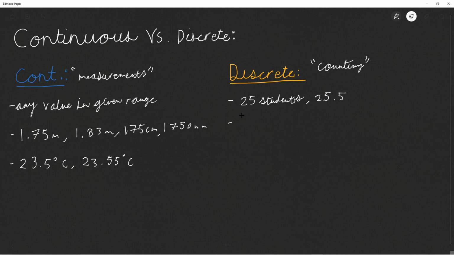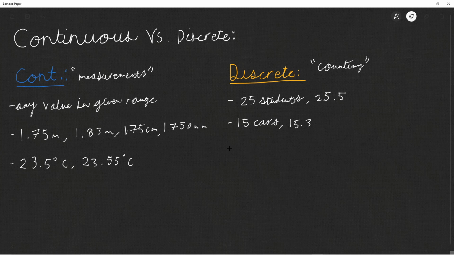Another example is if you're looking at the street, you might be able to count 15 cars, but you aren't able to count 15.3 cars. So discrete variables are often represented with whole numbers, and there's a distinct gap between each value. Unlike continuous variables, you can't have a value that falls between two discrete values.